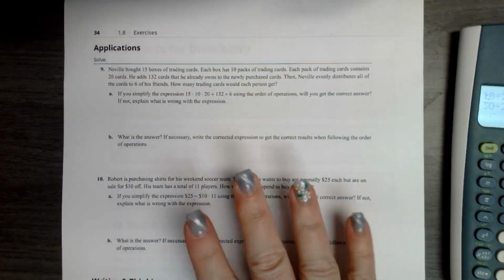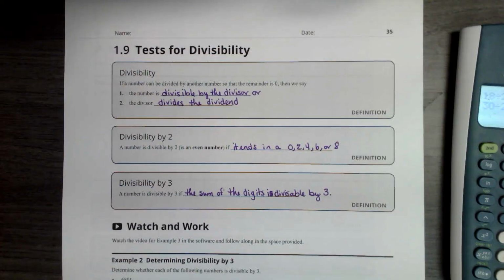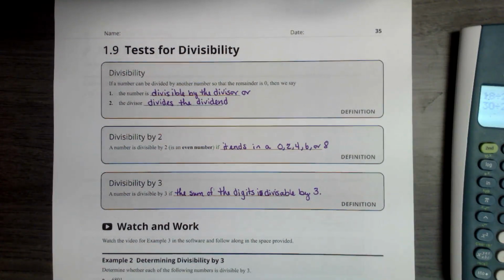I'm not so much worried about the word problems right now. We'll take care of 1.9 and 1.9.